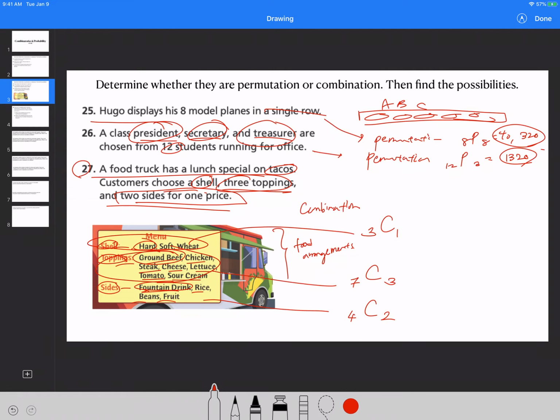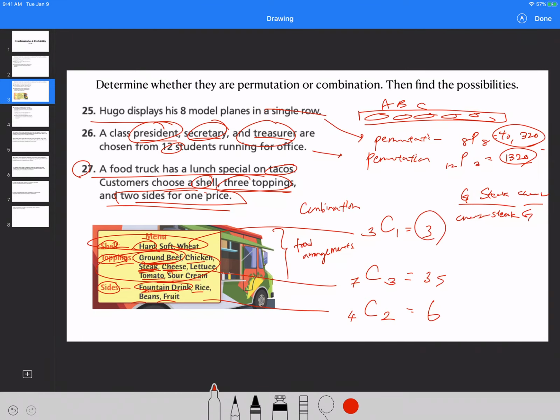It doesn't matter which order you're choosing. For example, if you're choosing ground beef, steak, and cheese, it doesn't matter if you choose cheese, steak, and then ground beef. They are all the same thing; they all give you the same combination. So this would end up being 3. This will end up being 35. And this will end up being 2.